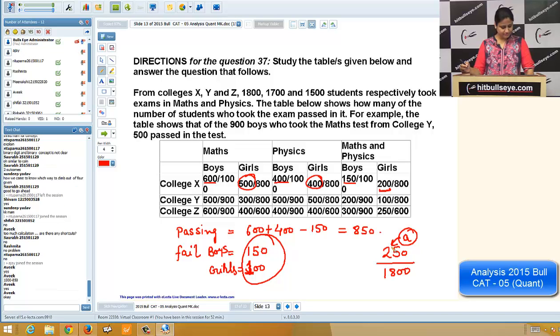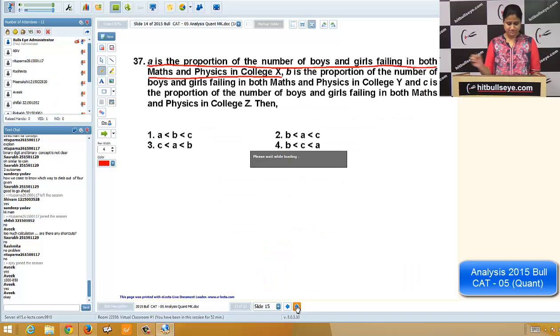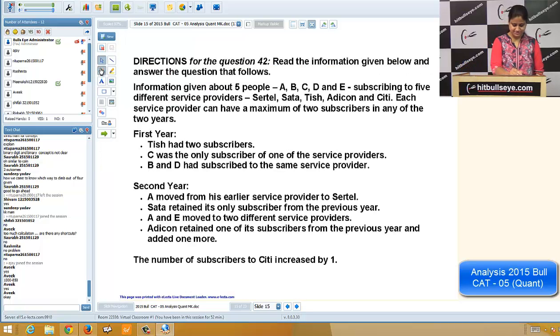Is it okay? Okay, let us move further. It was a simple question, with a little bit of calculation.